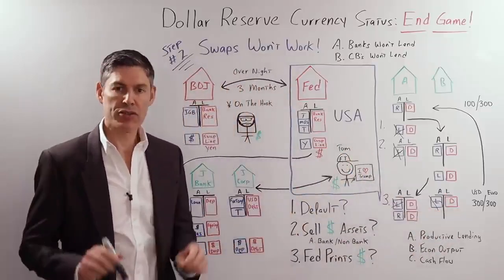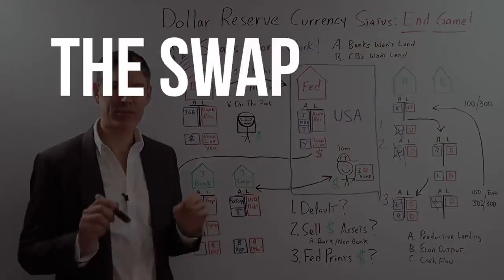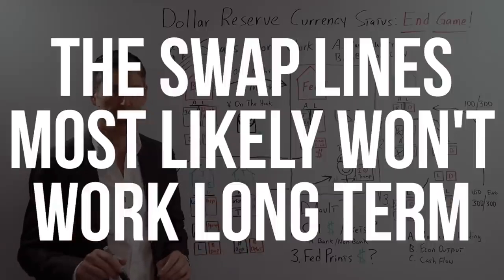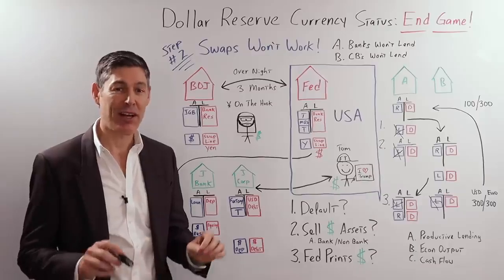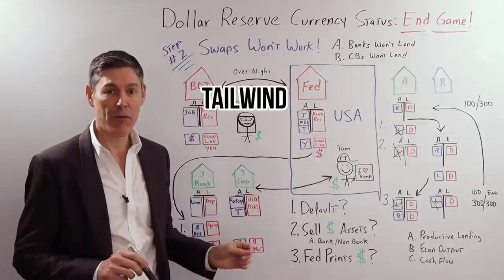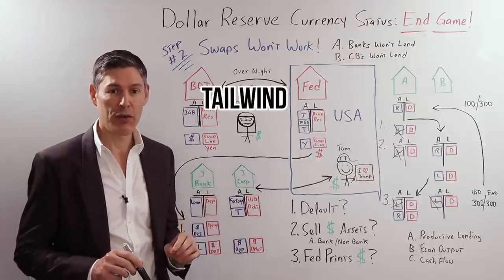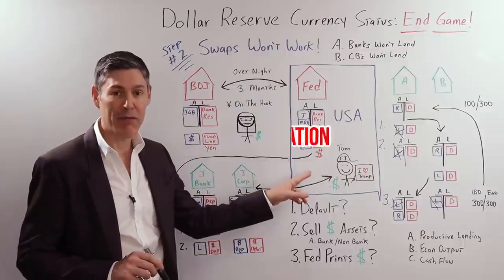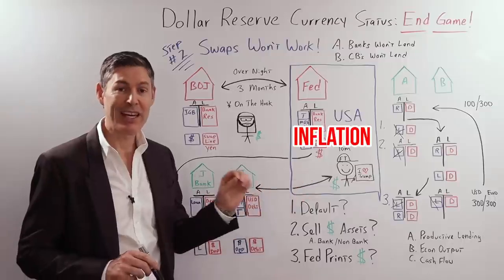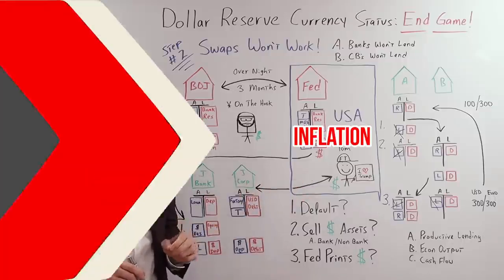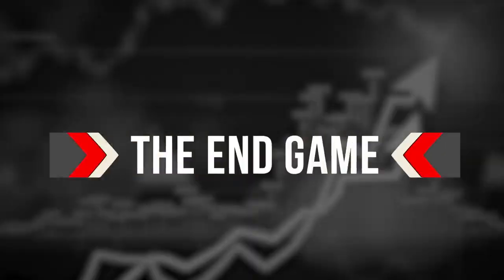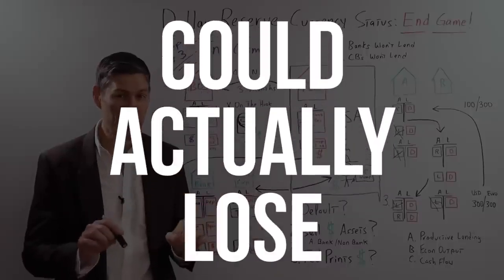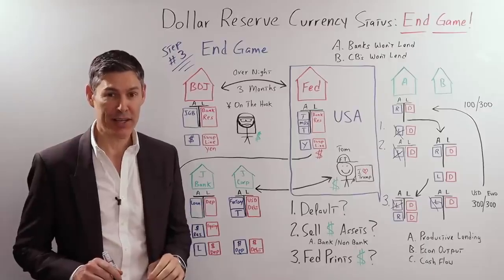So the takeaway for step number 2 is the swap lines most likely will not work long term. And outside of the United States, there's a lot of tailwind for the dollar relative to other currencies, even though we could be experiencing a lot of inflation, consumer price inflation, inside the United States. Step number 3, the end game. This is how the dollar could actually lose reserve currency status.